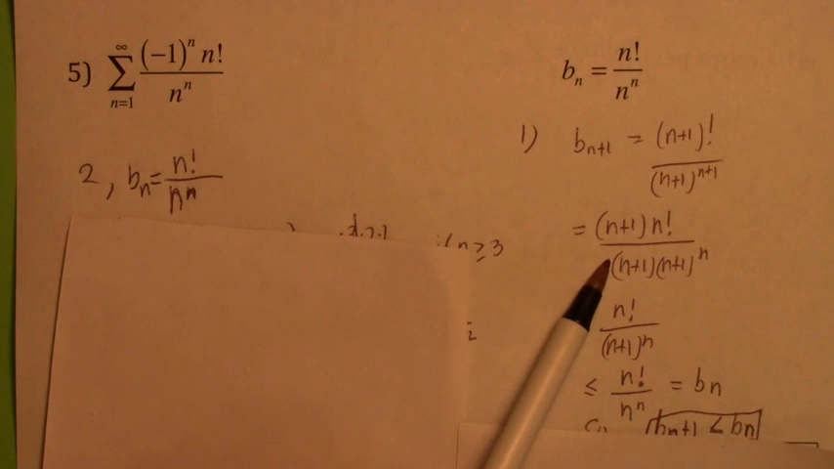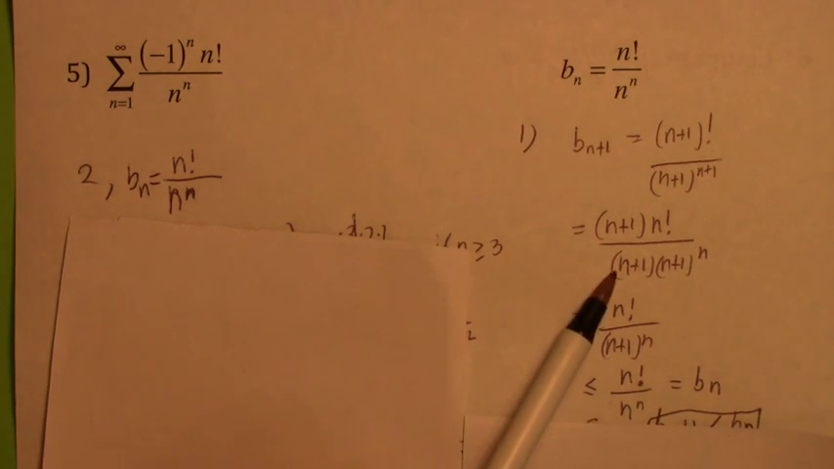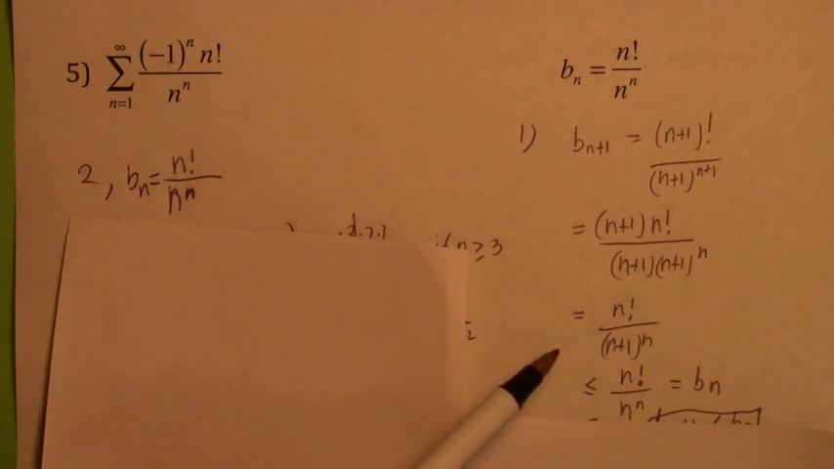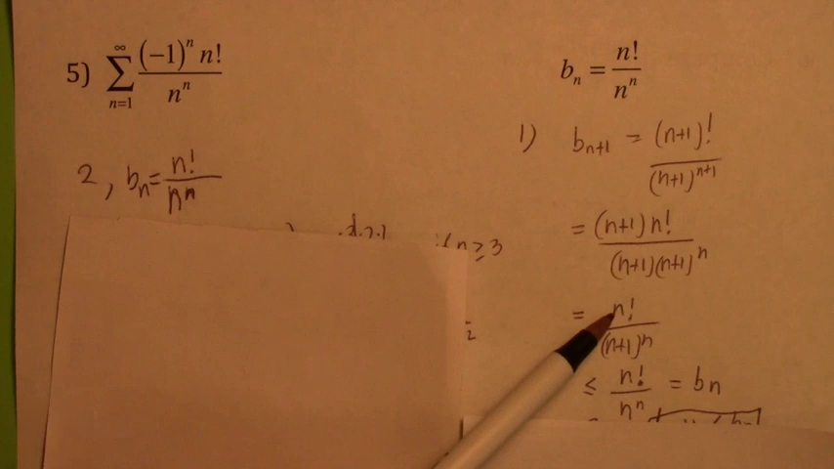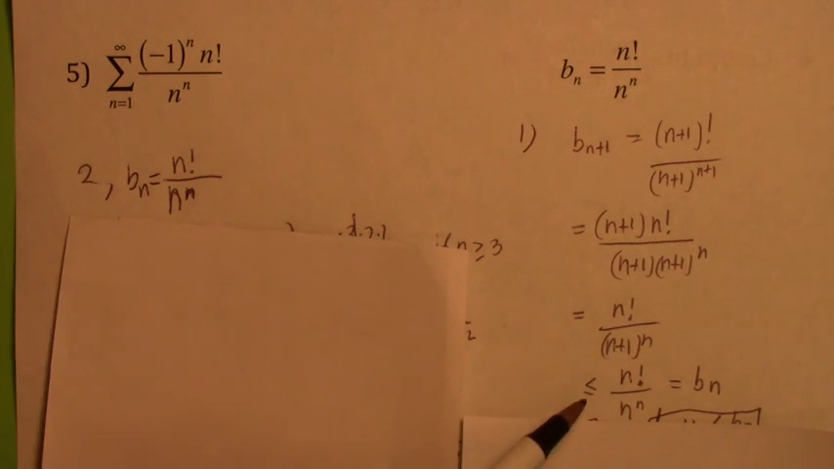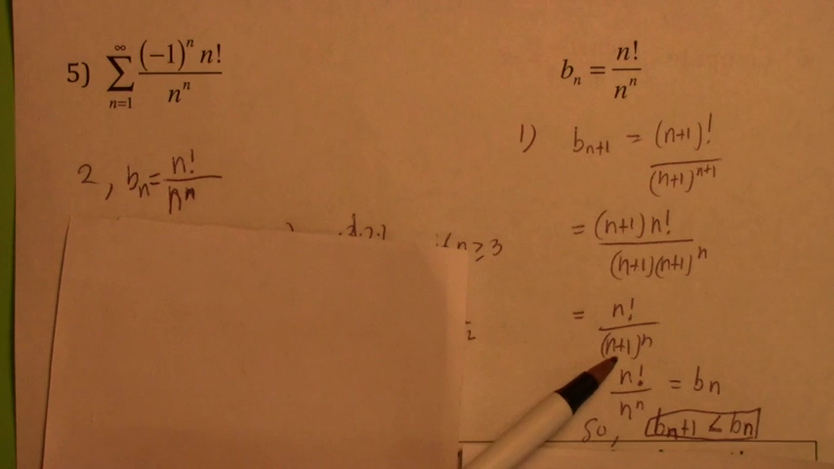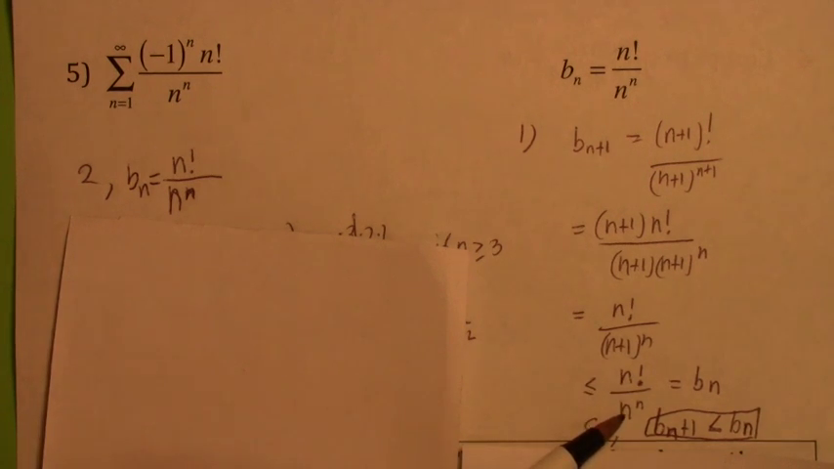And then what I can do is realize, this is where you have to pay close attention to this. The reason why this is less than this, can you tell me why? Why is n factorial over n plus 1 to the n less than or equal to n factorial over n to the n? The reason is it's because the denominator is bigger. Isn't this a bigger denominator than this? This is n plus 1 to the n. This is just n to the n. So then it's less than this, which just happens to be b sub n.